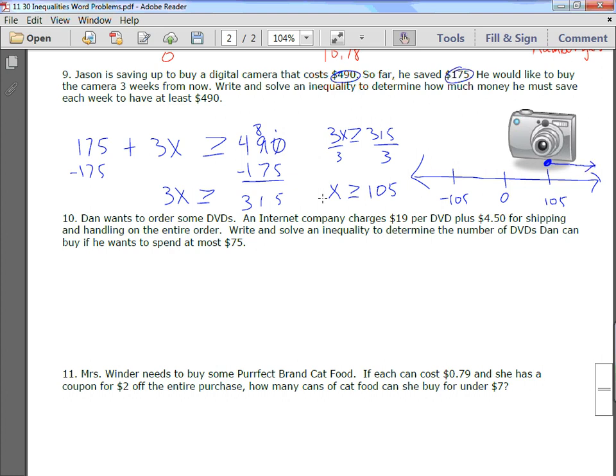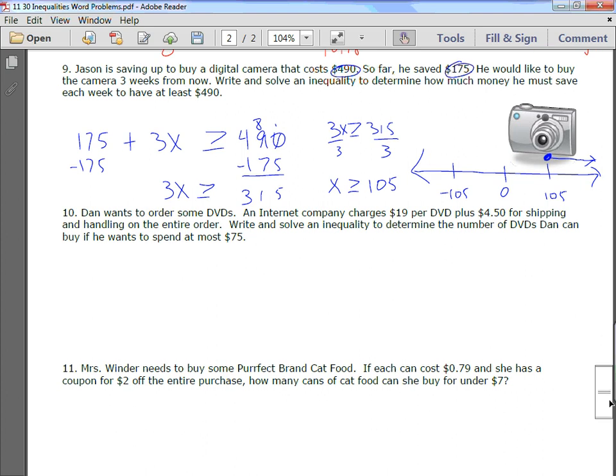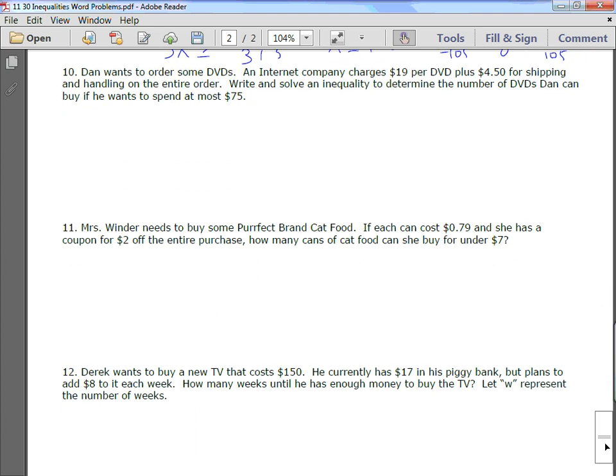Alright, I only got 3 more to go. Dan wants to order some DVDs. The internet company charges $19 per DVD, so that's 19x, and then plus $4.50 for shipping and handling on the entire order. Write and solve an inequality to determine the number of DVDs Dan can buy if he wants to spend at most $75.